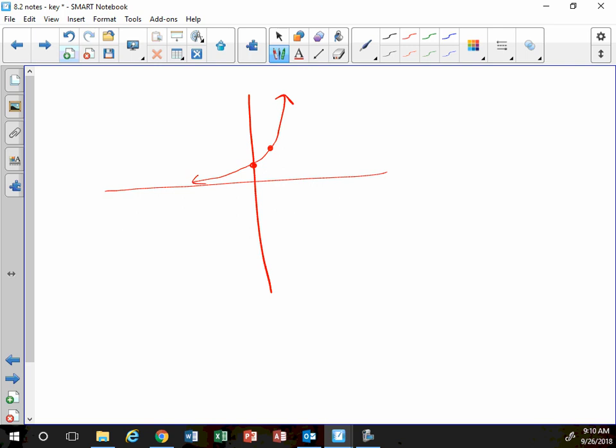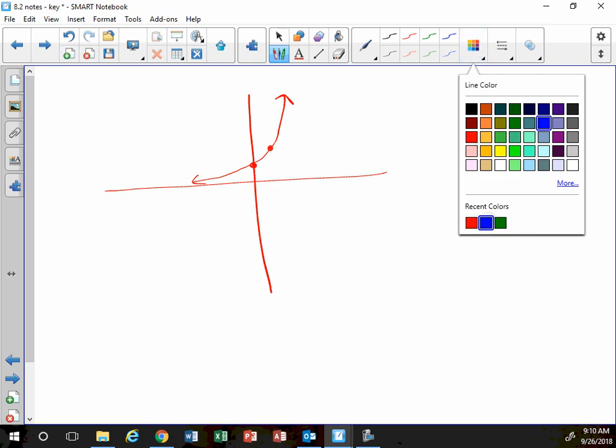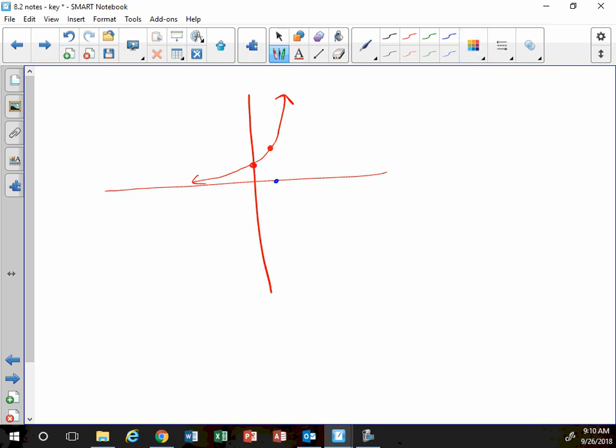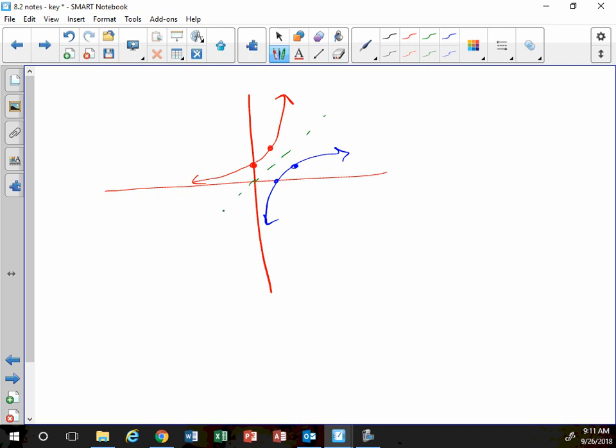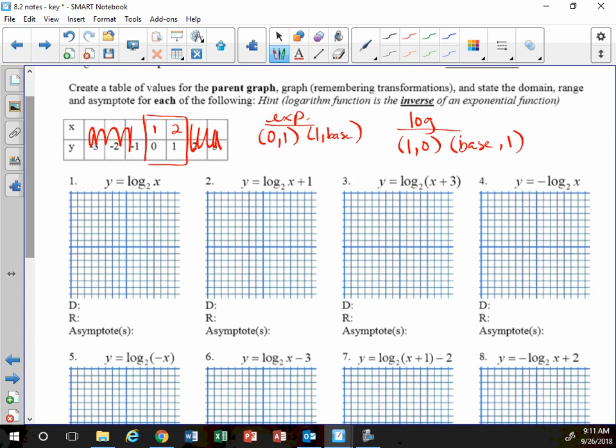That's your exponential graph, right? Your log graph is the inverse of that. Do you see how that's like reflected across that line, y equals x? That's all we're doing. You're using that knowledge to graph it. You're not at all plugging points in and plotting those. All right, so let's do the first one here.